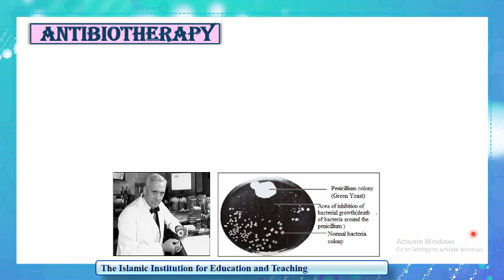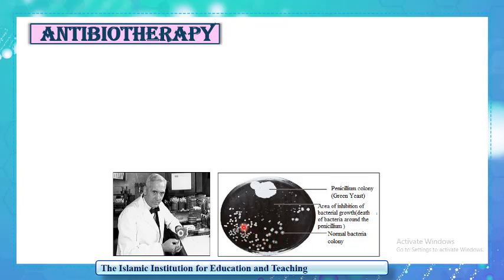A scientist named Alexander Fleming discovered the first antibiotic, penicillin. A green yeast, which is a kind of fungus called Penicillium, accidentally invaded a bacterial culture studied by Fleming. Fleming noticed that the bacteria had died in the area around Penicillium.